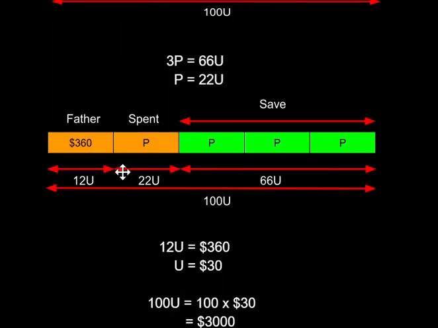Okay, so now I'm able to draw my next model. This is 22. So if this is 100, this is 66, and this is 22, this part here has to be 12, because I take 100 minus 66 minus 22, I get 12. Okay, now it becomes very clear that 12 units is equal to $360. So if I can find out what 1 unit is, I should be able to find out 100 units, because that is the salary that he has.